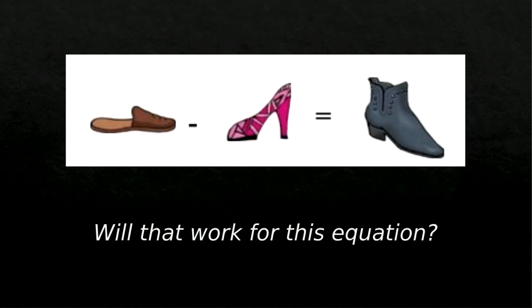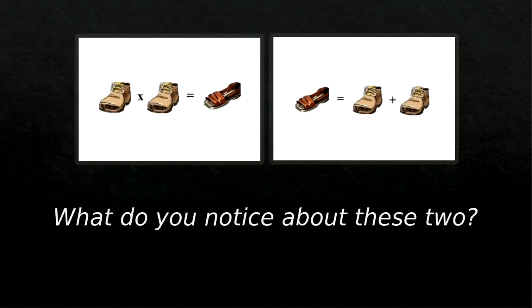What if the brown slipper is 6? 6 minus, then the pink shoe would be 2. 6 minus 2 is 4. Still doesn't really help me, does it? So I know that the gray boot is either a 4 or the gray boot is a 6. I think I'm going to have to come back to this problem. Didn't give me any answers.